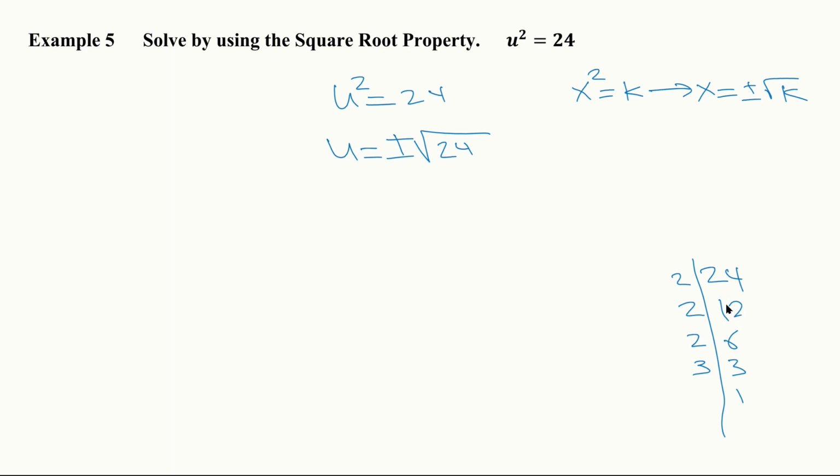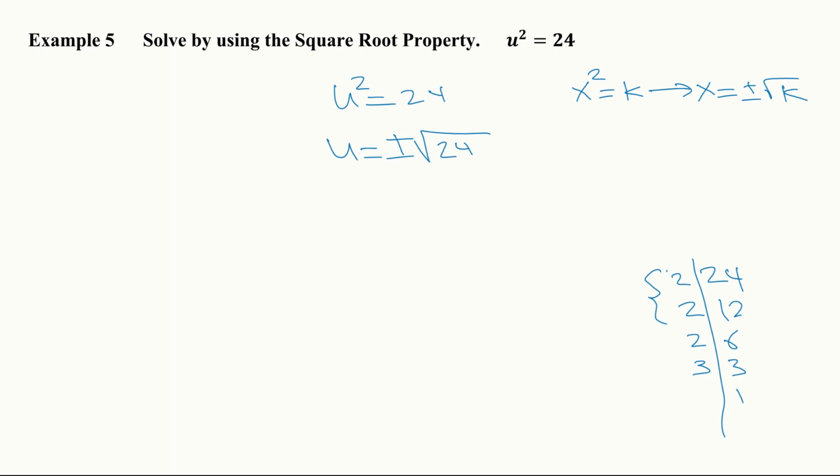Again, what's the smallest number that goes into 12? 2. Go ahead and divide, write the result here. Smallest prime that goes into 6 is 2, divide, you get 3. Smallest prime that goes into 3, well, because 3 is a prime number, the smallest prime number that goes into a prime number is, of course, itself. And you get 1. Once you get to the 1, you're finished. All right, so you can see on the left here, you have the prime factorization of 24. So you can see there is a perfect square that's hidden inside 24, right?